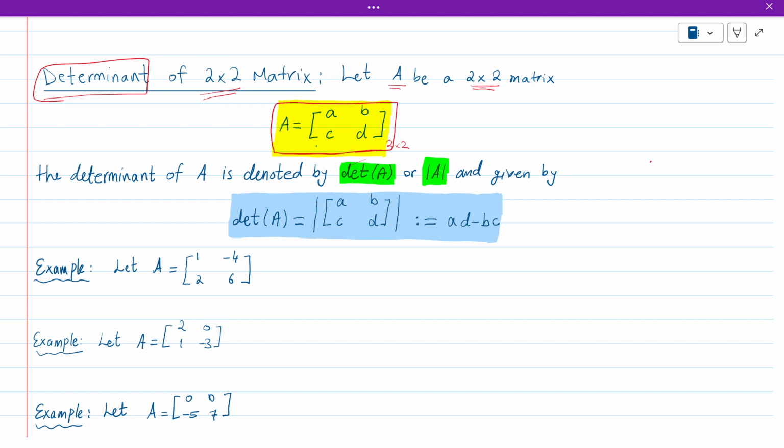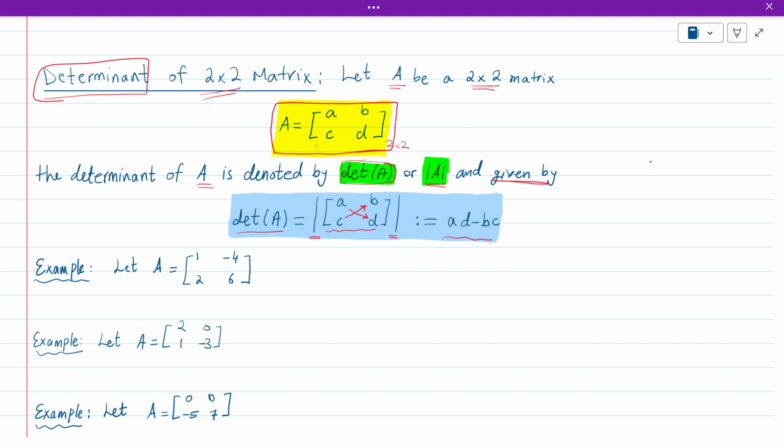Okay, so the determinant of a 2 by 2 matrix A is denoted by det A, which means it is written as det of A, short for determinant of A. Or some people prefer to write it as A between two lines, meaning determinant of A. And the way to find it, the determinant formula is given by det A, the matrix A between two lines, is A times D minus B times C. So A times D minus C times B, or B times C is the same story.